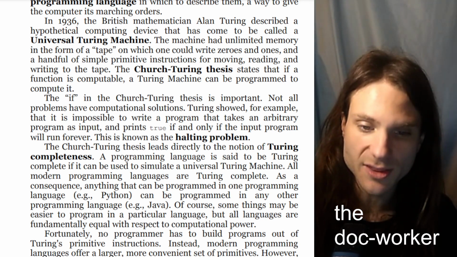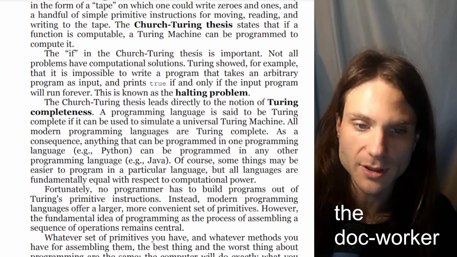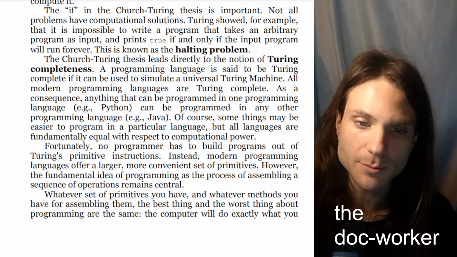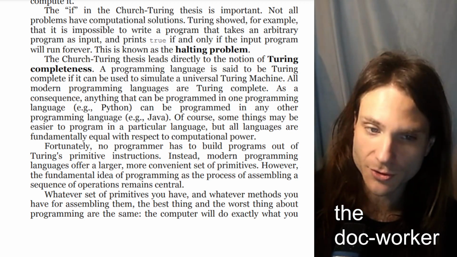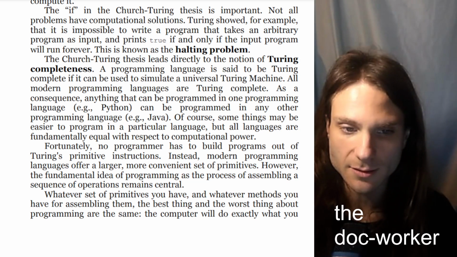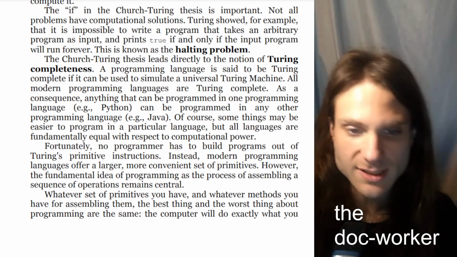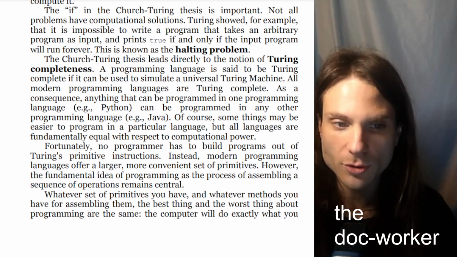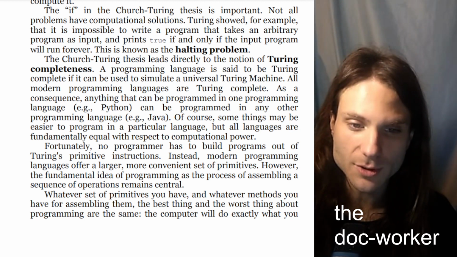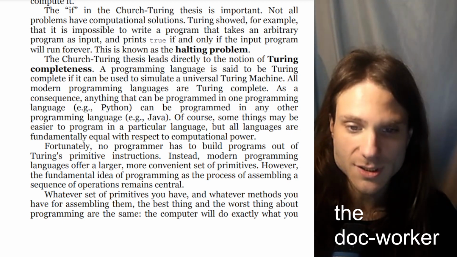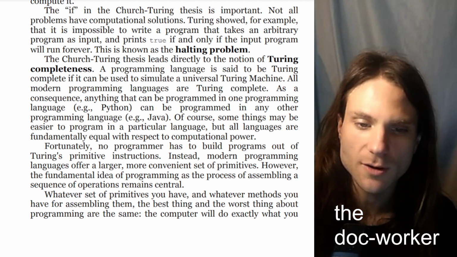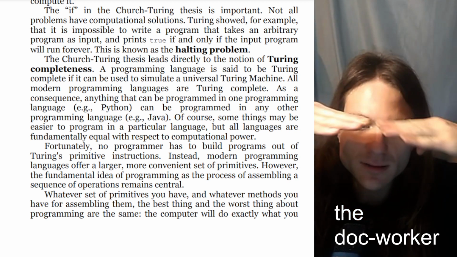The Church-Turing thesis leads directly to the notion of Turing completeness. A programming language is said to be Turing complete if it can be used to simulate a universal Turing machine. All modern programming languages are Turing complete. As a consequence, anything that can be programmed in one programming language, such as Python, can be programmed in any other programming language, such as Java. Of course, some things may be easier to program in a particular language, but all languages are fundamentally equal with respect to computational power.